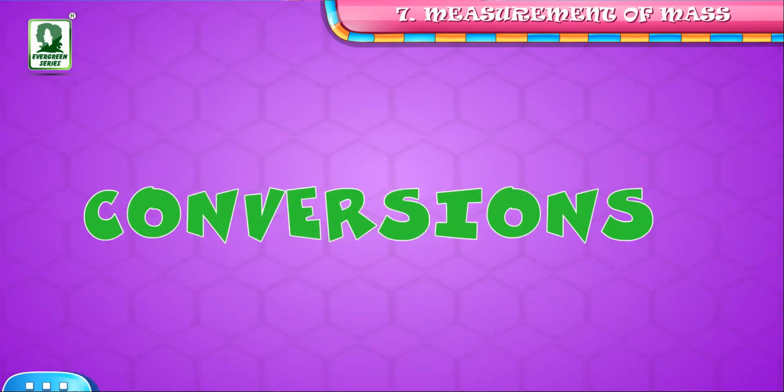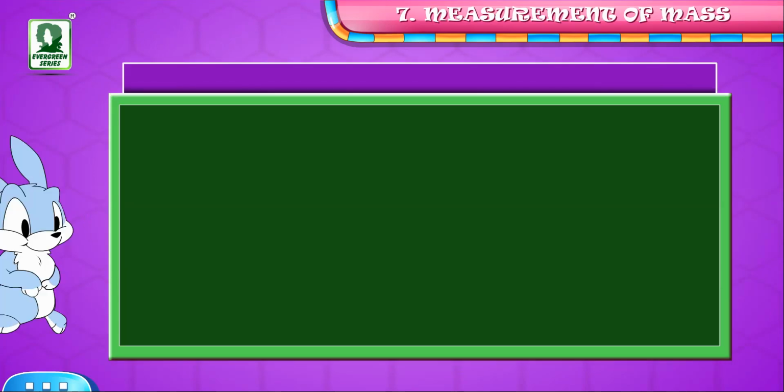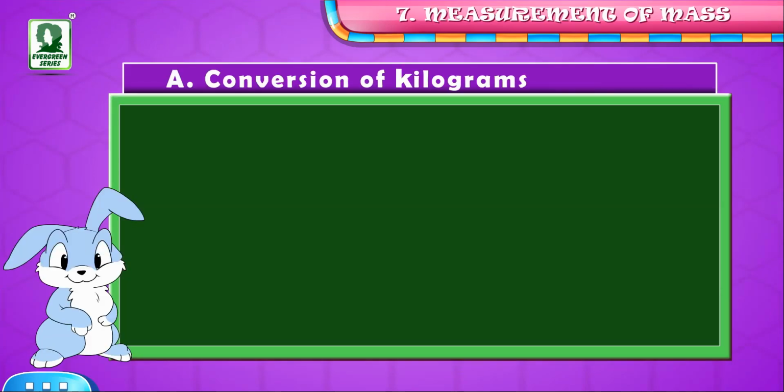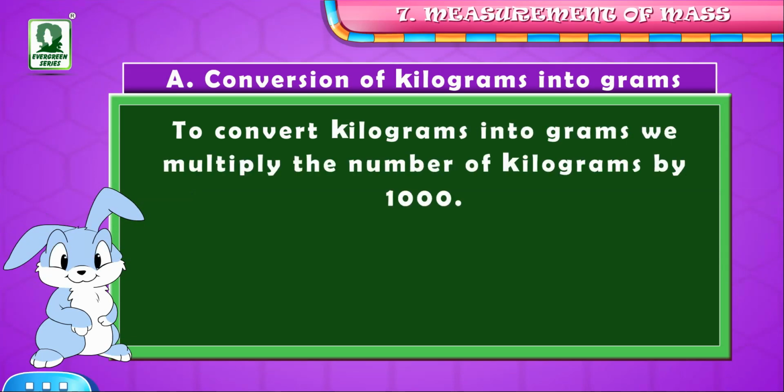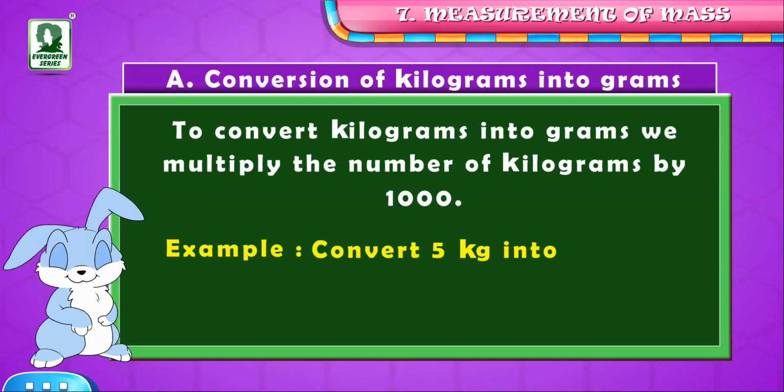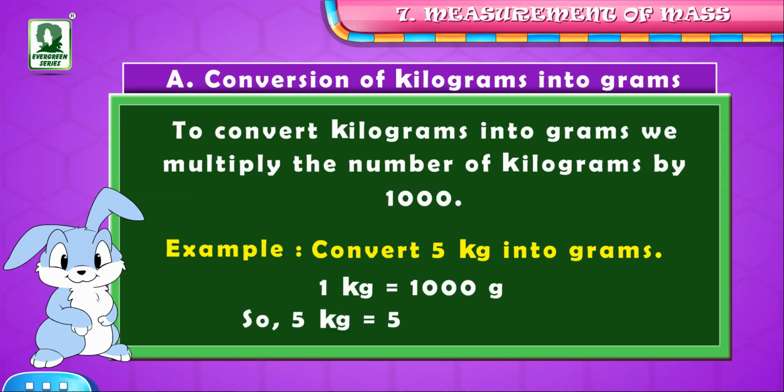Conversion. Conversion of kilograms into grams. To convert kilograms into grams, we multiply the number of kilograms by 1000. Example, convert 5 kilograms into grams. 1 kilogram is equal to 1000 grams. So, we will multiply 5 by 1000 grams. Thus, 5 kilograms is equal to 5000 grams.